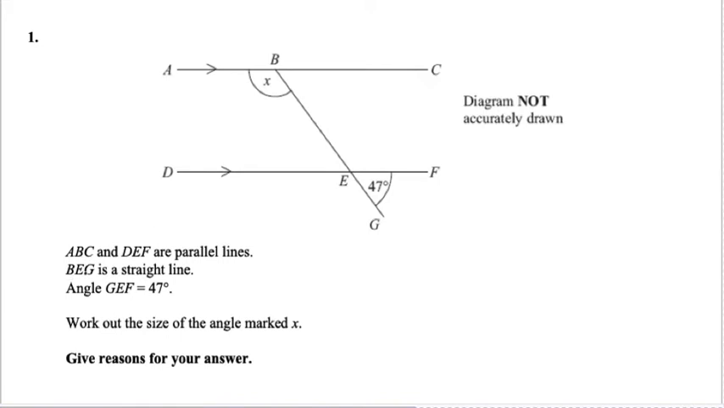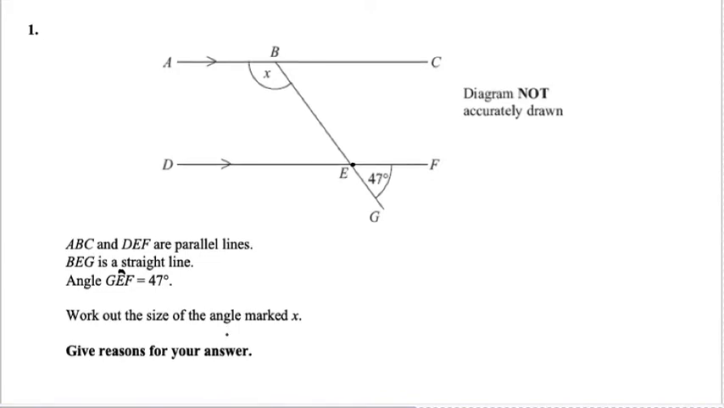BEG is just a straight line. Okay, sometimes it is called a transversal. And then angle GEF, so the E in the middle is what they are talking about. So this is the E, and the E is 47 degrees. Alright, so work out the size of angle marked X. Alright, so this is the angle here which we want to get. Alright, so we shall work it out.